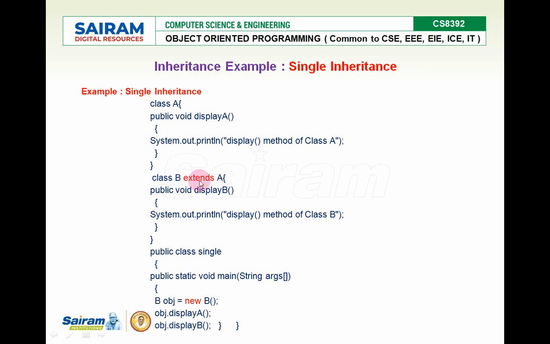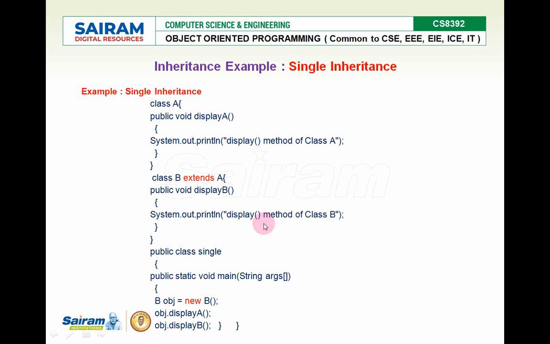And class B extends class A. That is, class B extends A. Single inheritance. So A's methods and variables are inherited to B class. So in the B class, it's having its own method, void display B. So see the display B. So here one SOP, display method of class B.